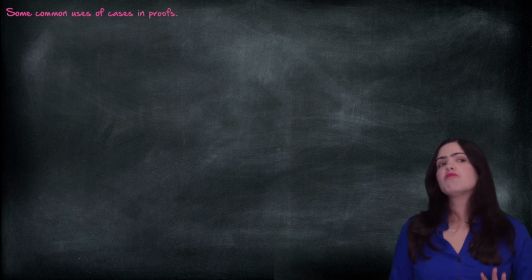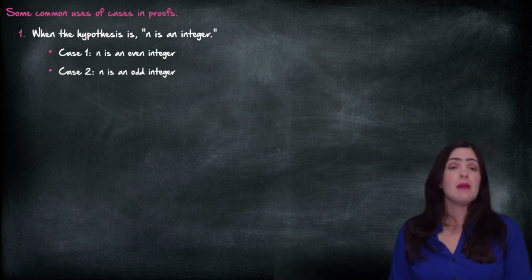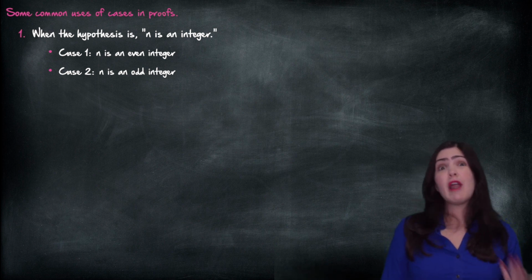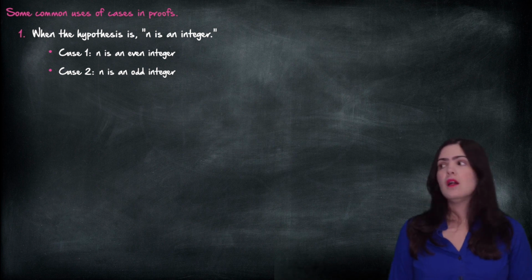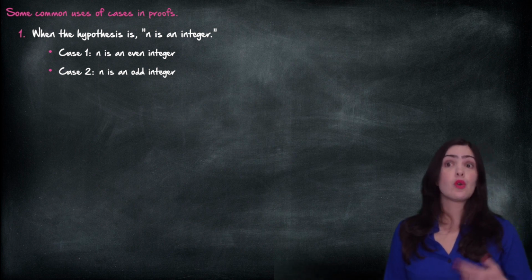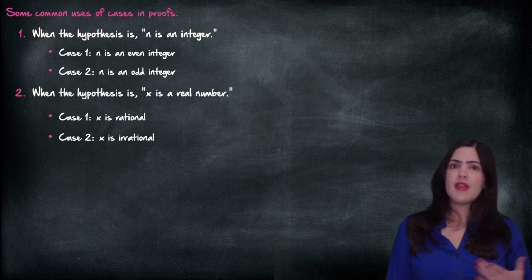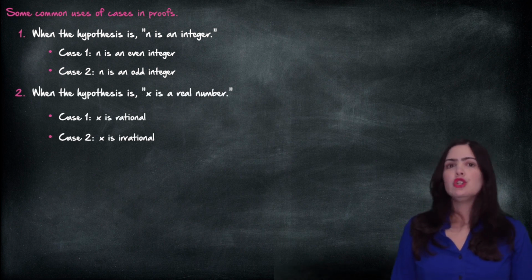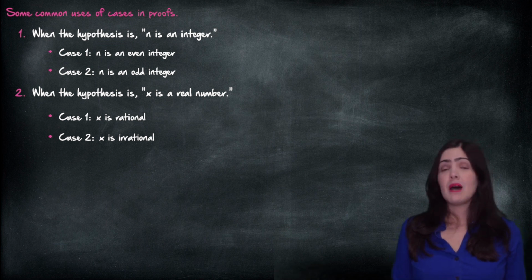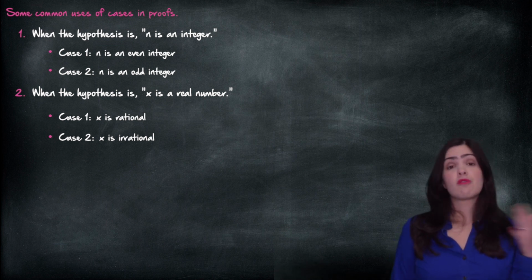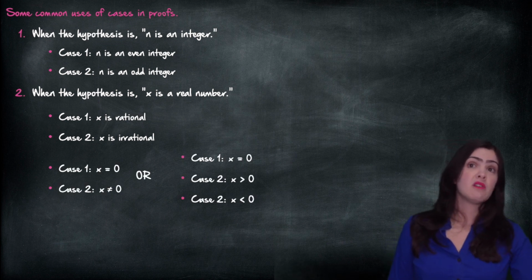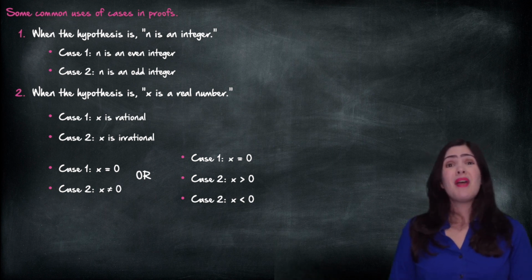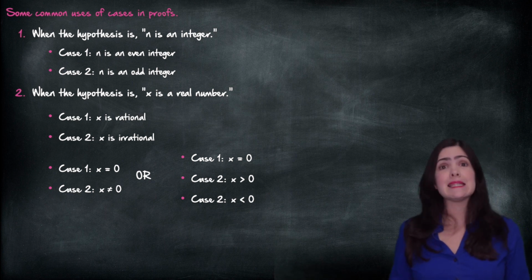Some common uses of cases in proofs are, when the hypothesis is that n is an integer, a very common thing to do is to split it into evens and odds, like what we just did. But there are many different ways depending on your ultimate goal. Now, when the hypothesis is that x is a real number, you could split it in many different ways, but some of the most common ones are rationals and irrationals, 0 and not 0, or 0, positive and negative, but there are infinitely many different ways to split the real numbers to have different cases.